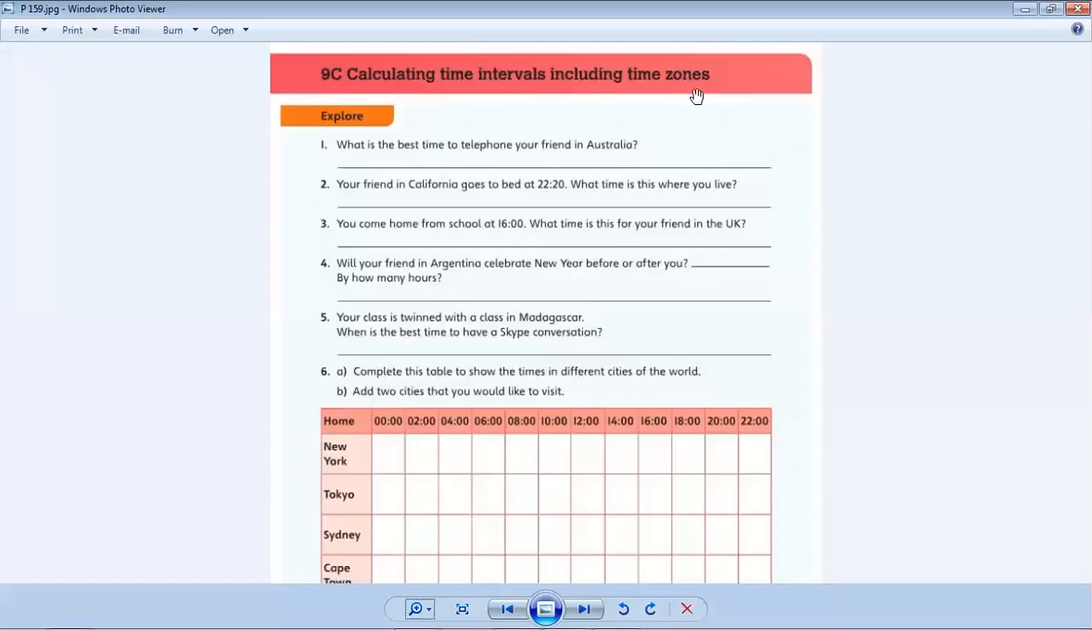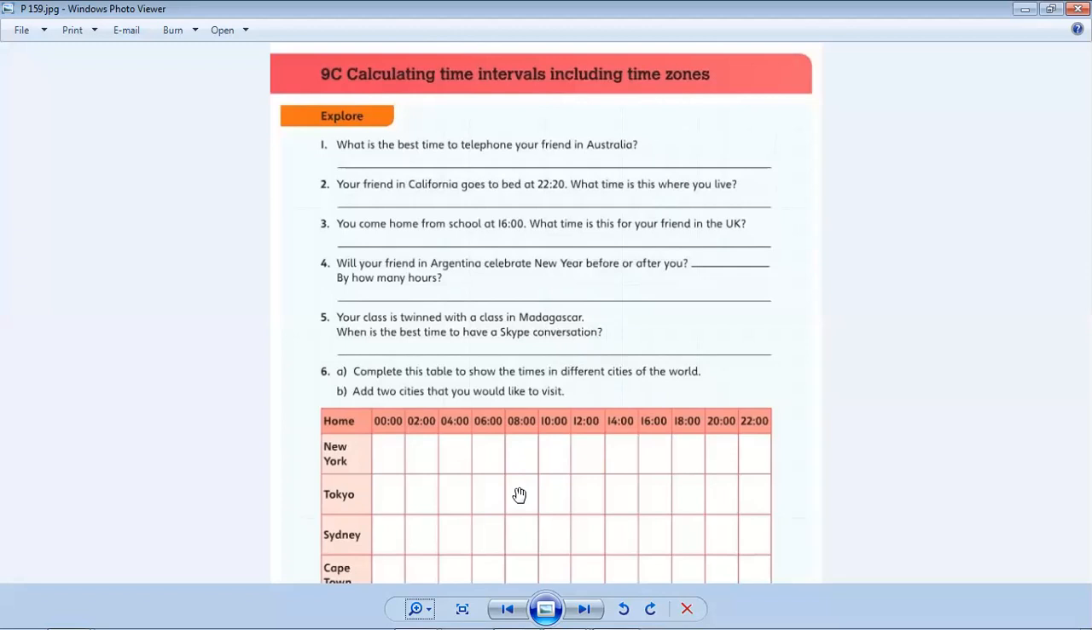Okay, today our lesson continues with calculating time in the world, including time zones. Yesterday I showed you the international time zones on the world map. Do you remember that map from your book? In the map there are no names of countries, but you need to memorize in your mind which country is in which place.